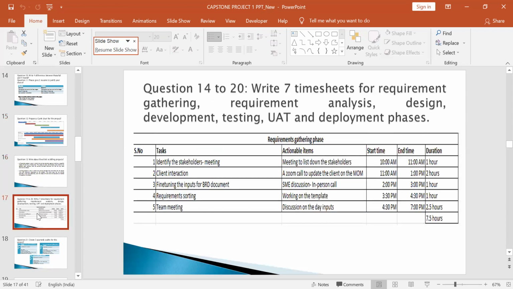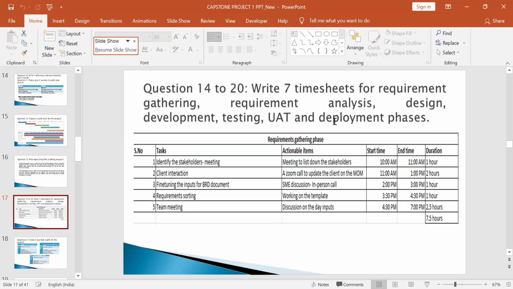Next is the timesheet. What is a timesheet? It's a breakdown of your everyday work in the organization. So you have to prepare 7 timesheets: for requirement gathering, requirement analysis, designing, development, testing, then UAT and the deployment phases. So how to prepare the timesheet, like this.